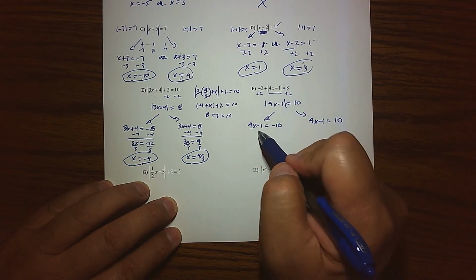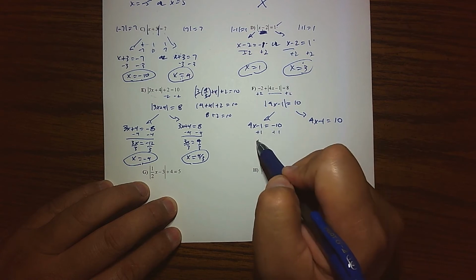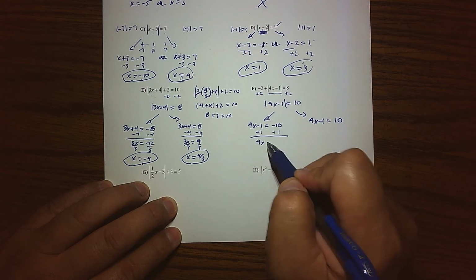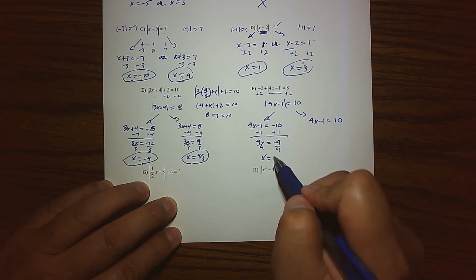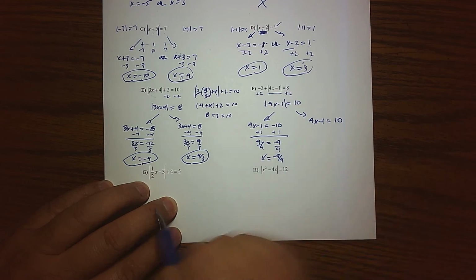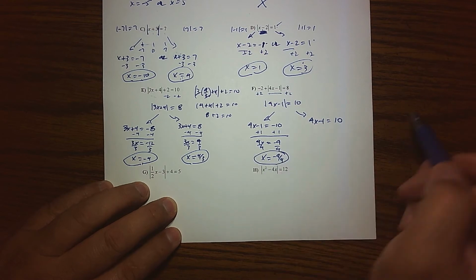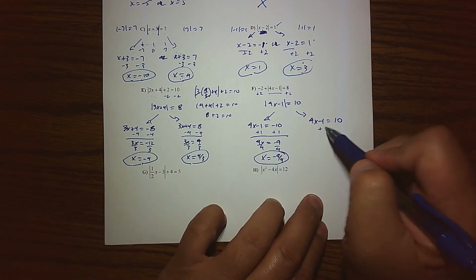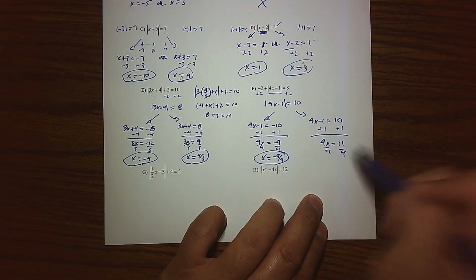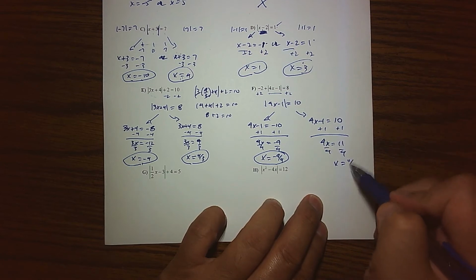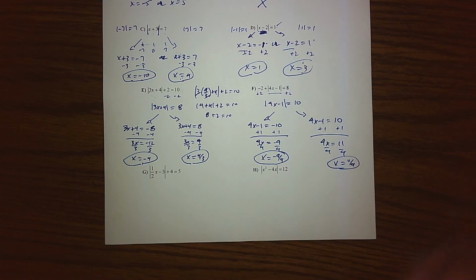And so just solving what's left, we get 4x equals negative 9, divide by 4, and one of our solutions is negative 9/4. So I believe it checks out. All right, add 1 to both sides, we get 4x equals 11, divide by 4, and we get 11/4, and that will check out as well. I'll let you guys do the checking. I don't want to spend too much time doing the checking.